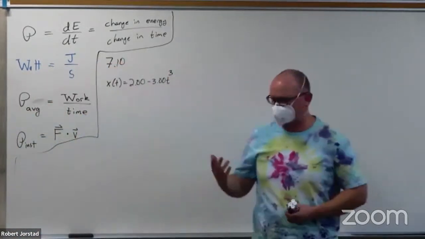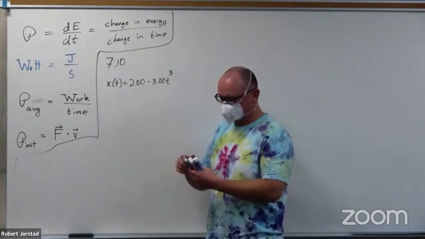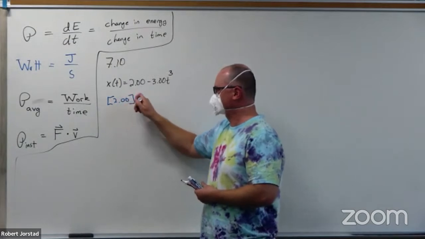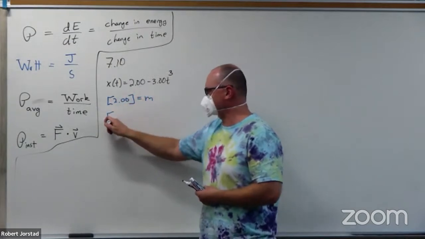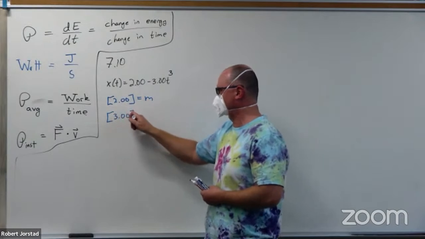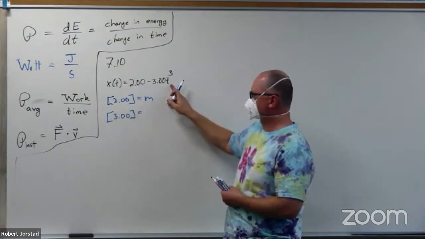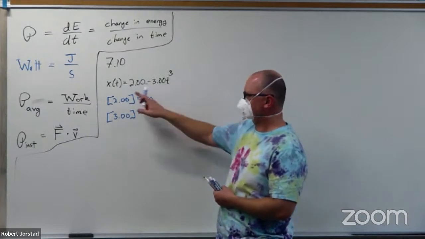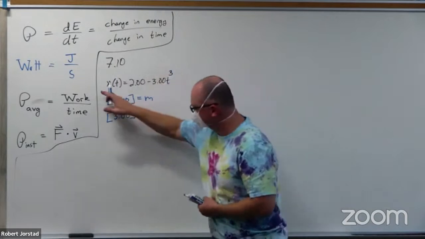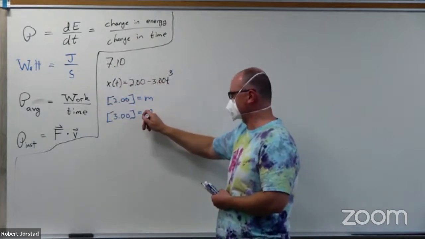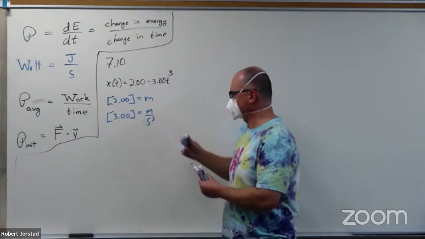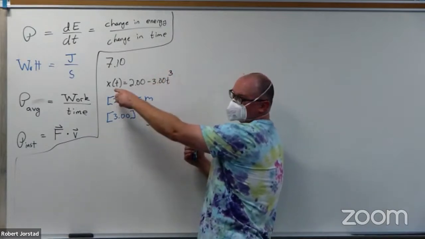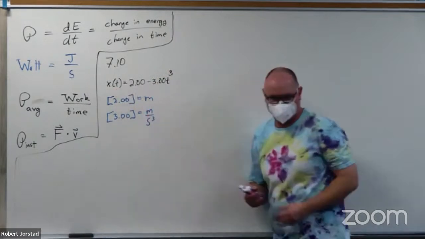Before we get started on this problem, I'd better know the units of these numbers. What are the units of 2? Meters. What are the units of 3 in this problem? I need to cancel out 3 seconds. So it's going to be meters divided by seconds cubed. Do you see that? Yep. This is in meters. Divide through by those 3 seconds, I get meters per second cubed.